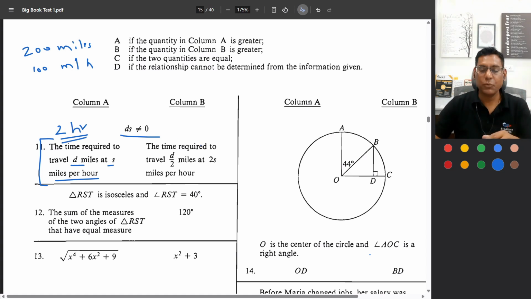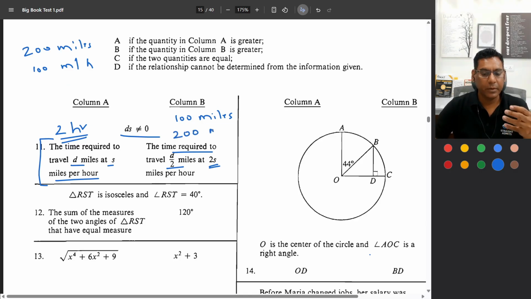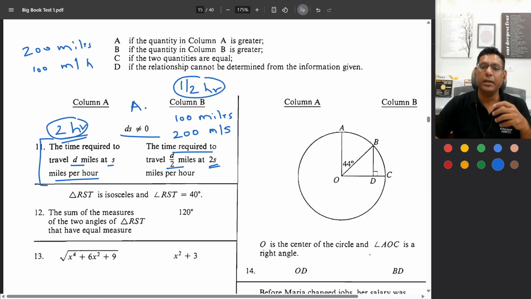Same numbers I'm going to take on the right hand side also so that I can do the comparison. The time required to travel d by 2 miles, that means now I have to go 100 miles, at 2s miles per hour. What was my s? 100. So 2s is going to be 200 miles per hour. I'm traveling at 200 miles per hour and I have to cover only 100 miles, so it will take me only half an hour. Earlier it took 2 hours, now half an hour. So the answer is going to be A.